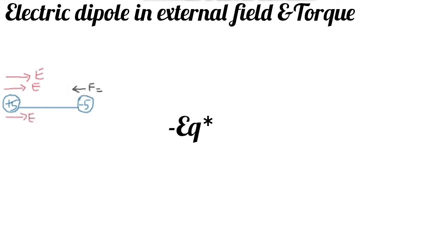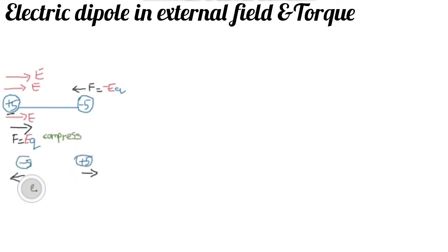Next, let's consider three different positions of an electric dipole placed in an external electric field, and let's examine what happens. If it is flat like this, force due to the field is equal to minus qE, and it will act on the negative charge in this direction, and force equal to Eq will also act on the positive charge but in the opposite direction. The charges will be compressed. If you switch it, the charges will expand.